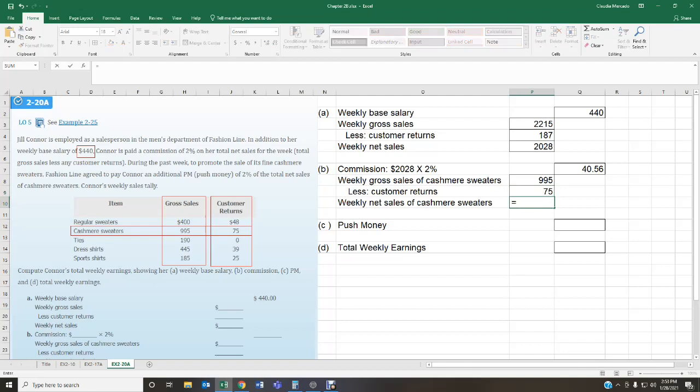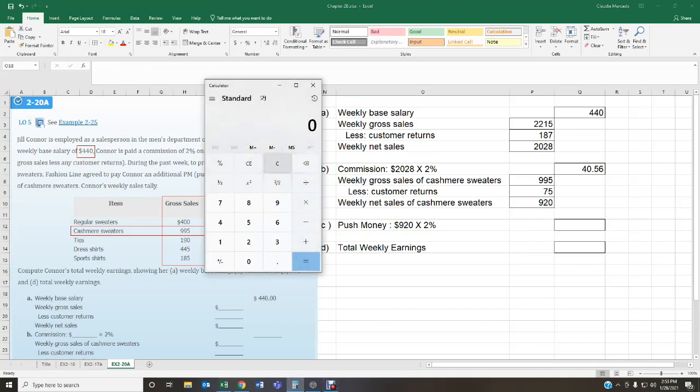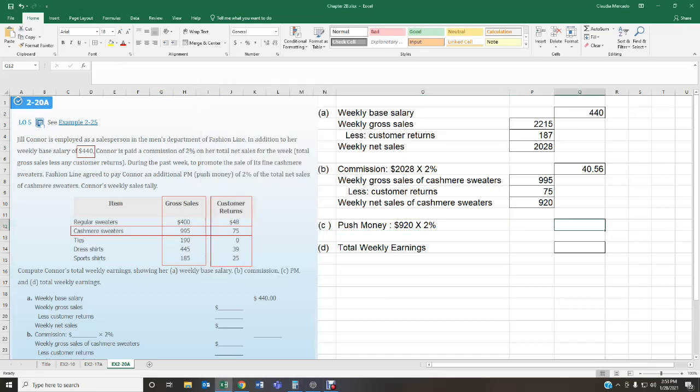So then that means that my net sales for cashmere sweaters were $920. That is how much I sold net for my cashmere sweater category. Now that we have that, we can go ahead and get our $920 sales, and we're going to multiply it by our 2% commission rate. So we've got $920 times 2% commission. That gives me $18.40 extra in commission for the sales of those cashmere sweaters that my company was promoting.